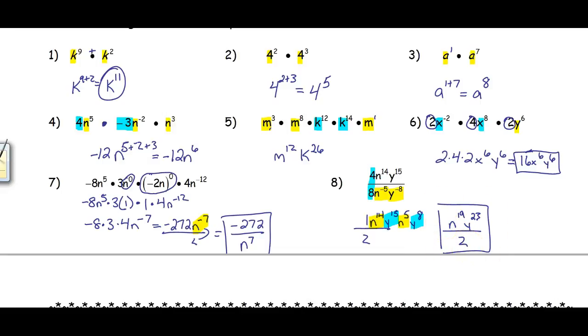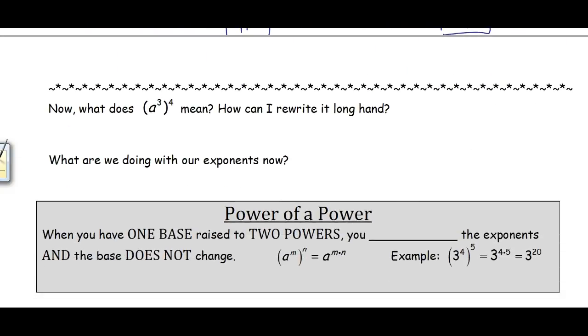Okay, so when you're multiplying numbers with exponents, you are going to add the exponents if they have the same base. All right, let's move on. Now, what does a to the 3rd all raised to the 4th power mean? How can I rewrite it longhand? This is a to the 3rd times a to the 3rd times a to the 3rd times a to the 3rd. That's what it means longhand-wise.